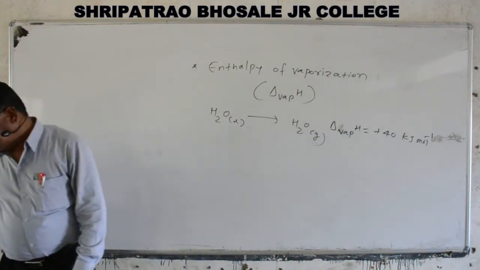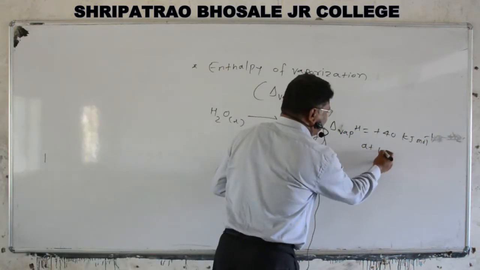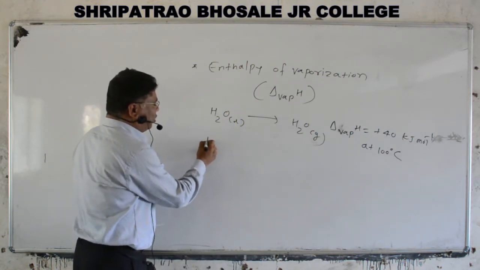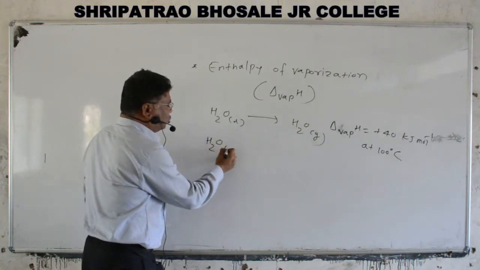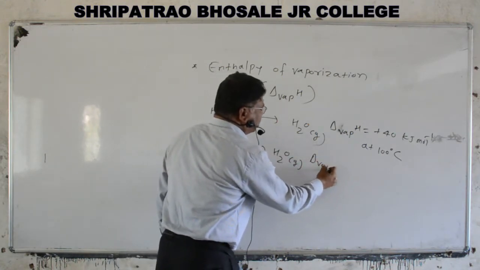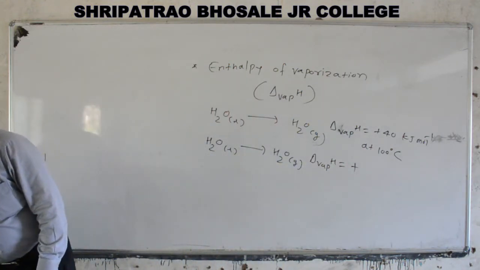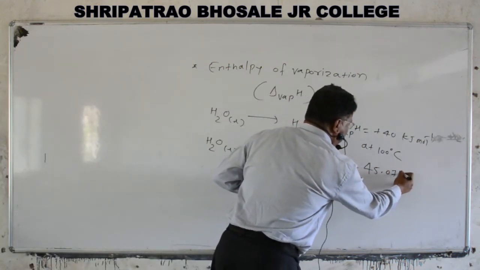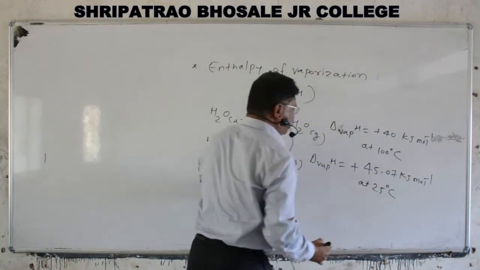Another example: this is at 100 degrees Celsius. But if the temperature is 25 degrees Celsius, then the value of delta H vaporization is different. H2O liquid is converted into H2O gas, so delta H vaporization is equal to plus 45.07 kilojoule per mole, but this is at 25 degrees Celsius.